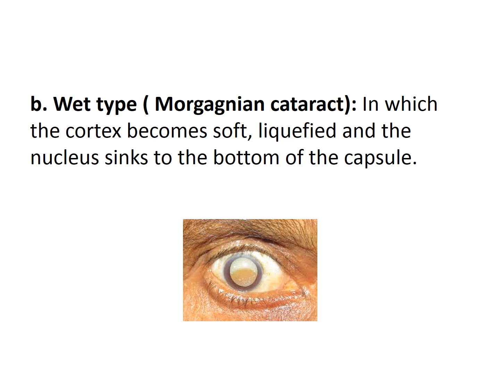The wet type, or the Morgagnian cataract, in which the cortex becomes liquefied and soft, thus the nucleus sinks by gravity to the bottom of the capsule, giving this picture. This is the wet type of hypermature cataract.